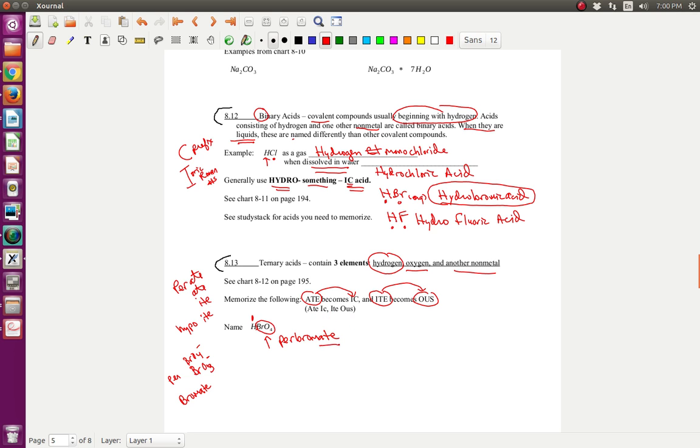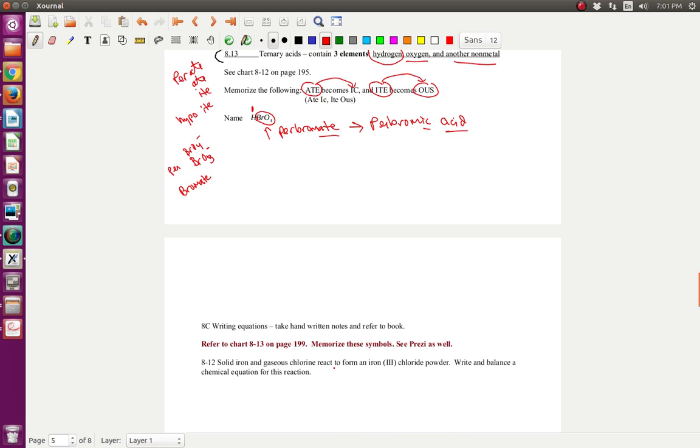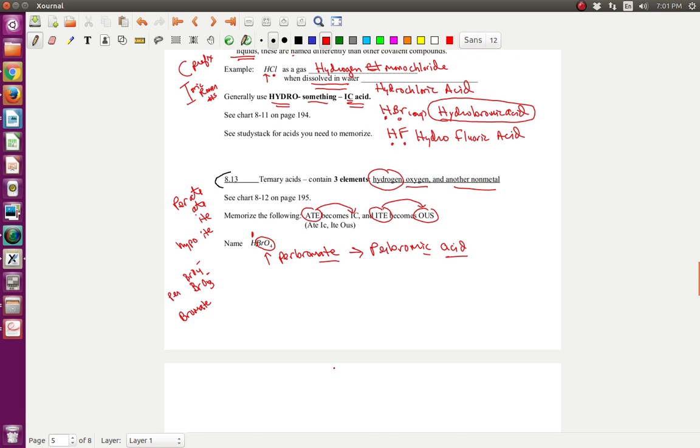Ate becomes ic, ite becomes ous. So this is an ate. So perbromate becomes perbromic, and then we put the word acid at the end. So ic acid. So ates become ic acids. Ites become ous acids. All right? So let's practice a little bit more. Oh, look, that's the only practice here.